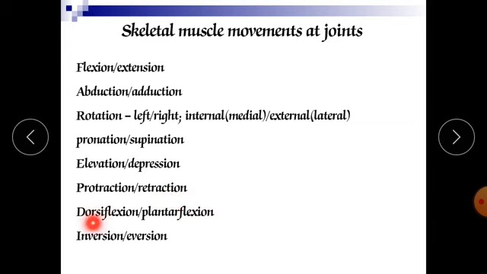Now next is dorsiflexion and plantar flexion. Dorsiflexion is when we move the ankle joint so that the foot moves to the upper position, above, at the outer position. And when we move the ankle joint so that the foot moves downward, it is called plantar flexion.